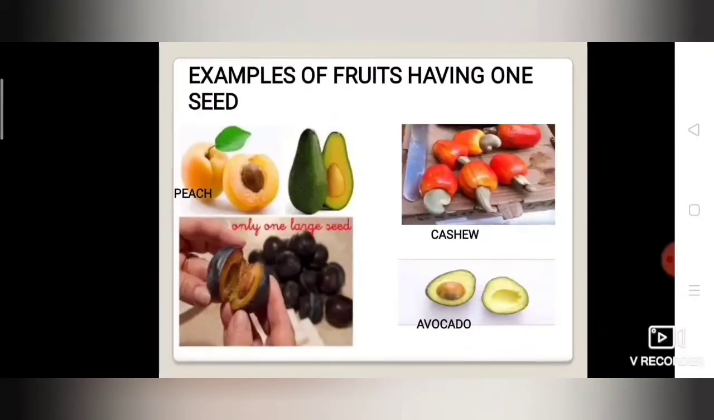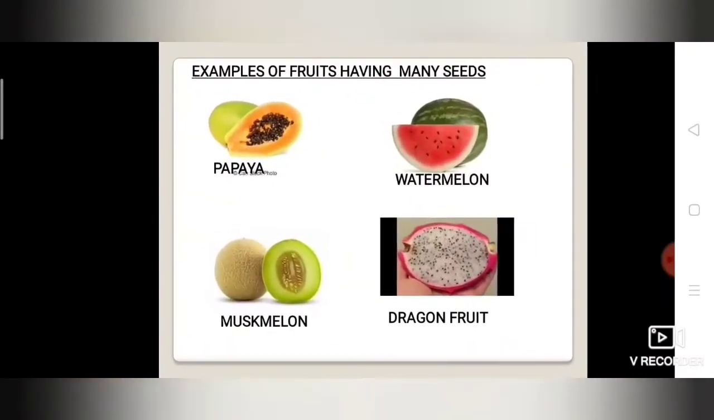Here you can see some of the examples of fruits having one seed. For example, peach, cashew, avocado, etc. And here you can see some of the examples of fruits having many seeds. For example, papaya, watermelon, muskmelon, dragon fruit, etc.